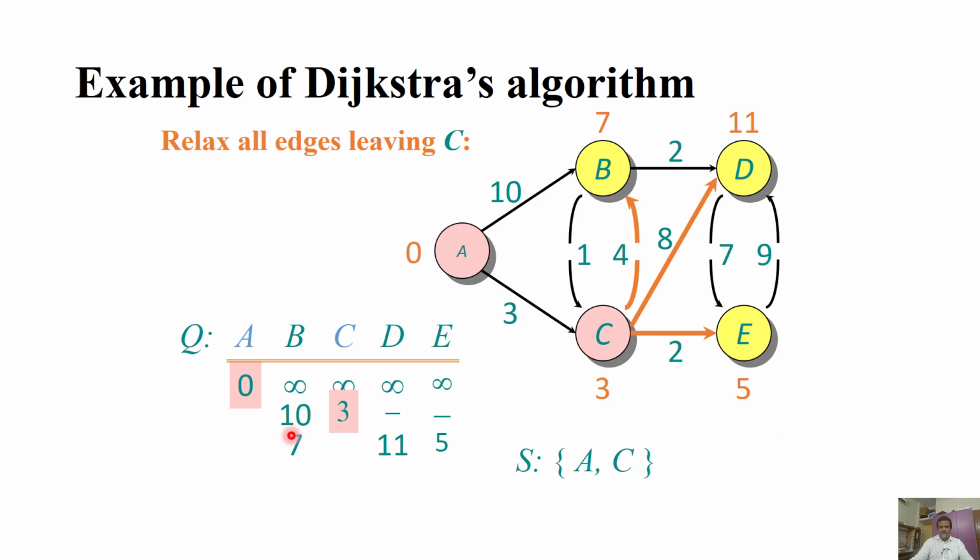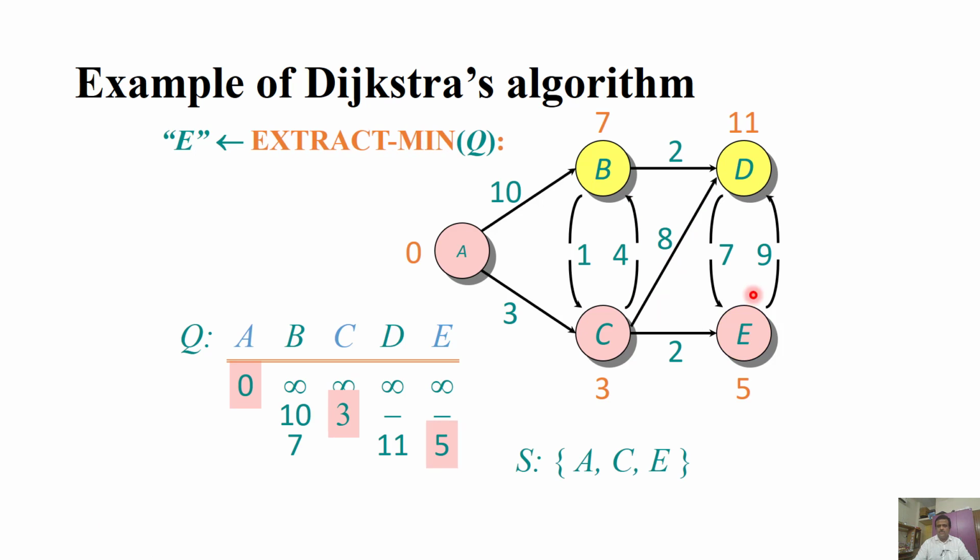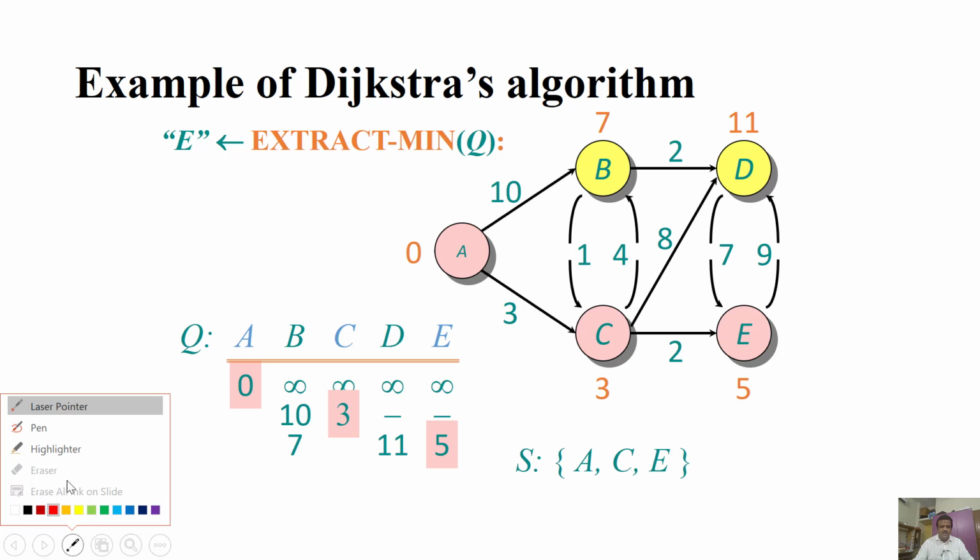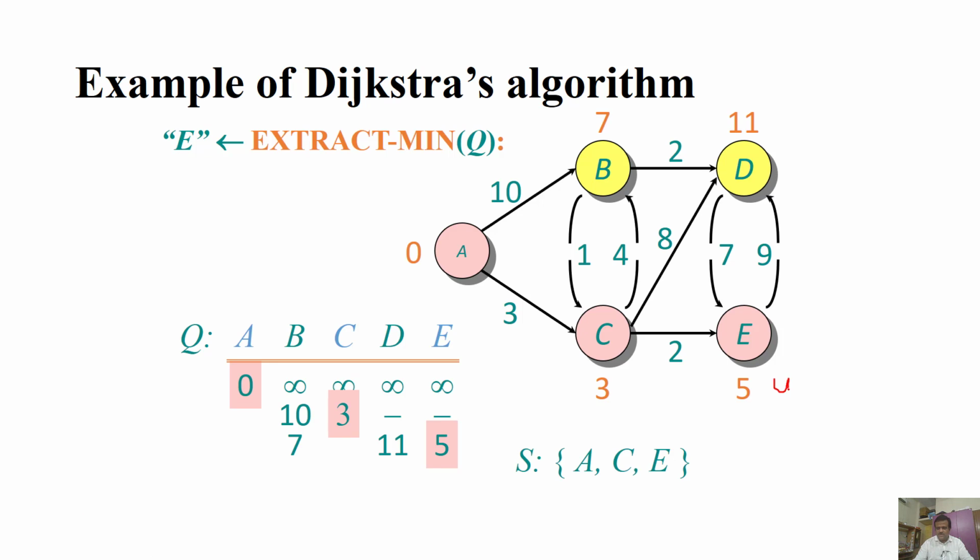So all these values will be changed. The key value of B is 7 now, key value of D is 11, key value of E is changed to 5. Okay. Now B, D, E are in our priority queue, and A, C are already added to S. Now we check whether the priority queue is empty. It is not. So we have to extract the next minimum, which is 5, basically E. This is our new U vertex, which is extracted from Q and added in S.